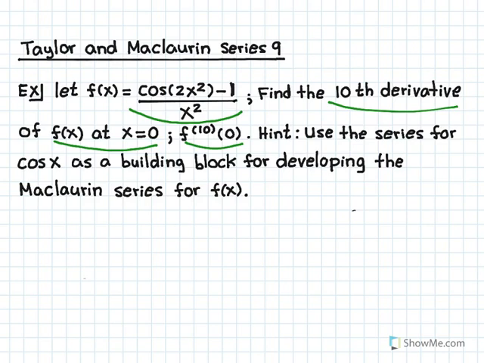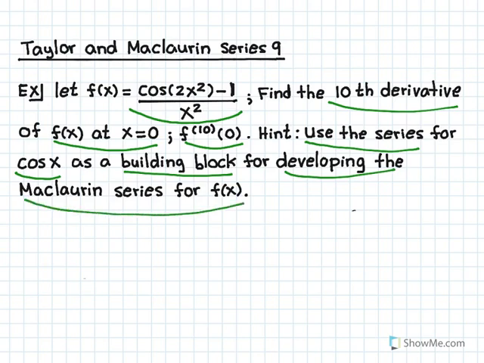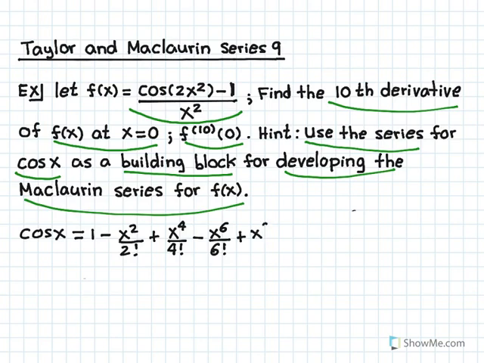The hint we're given is to use the series for cosine x as a building block for developing the Maclaurin series for f of x. So let's start with the Maclaurin series for cosine x. Cosine x is equal to 1 minus x squared, all the even powers of x, divided by 2 factorial, plus x to the power of 4 divided by 4 factorial, minus x to the power of 6 divided by 6 factorial, plus x to the power of 8 divided by 8 factorial.